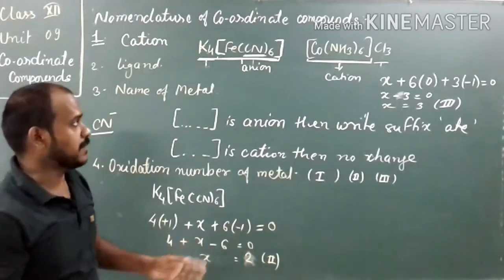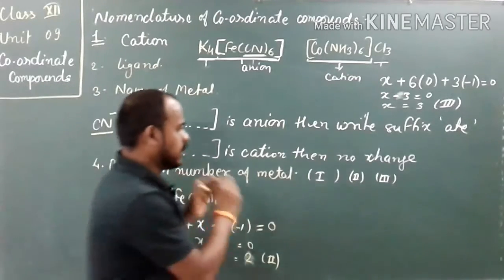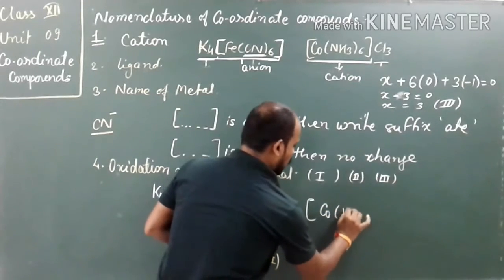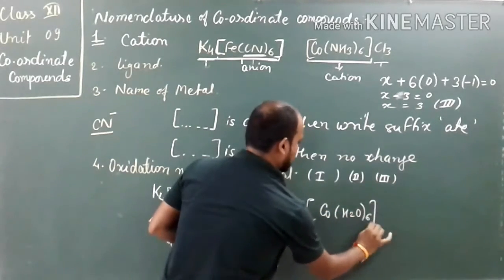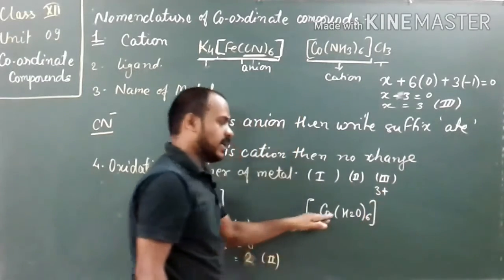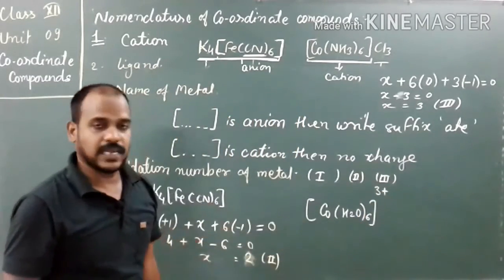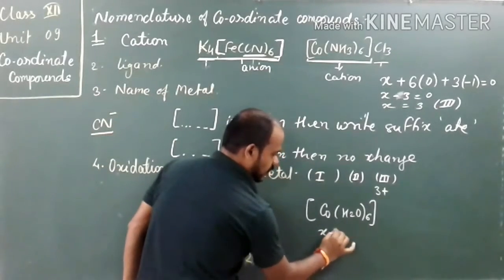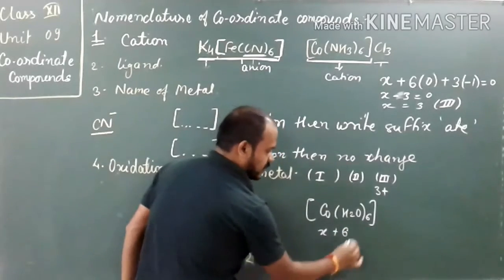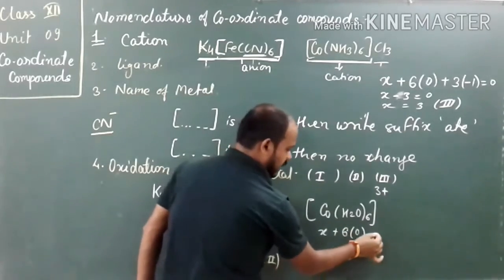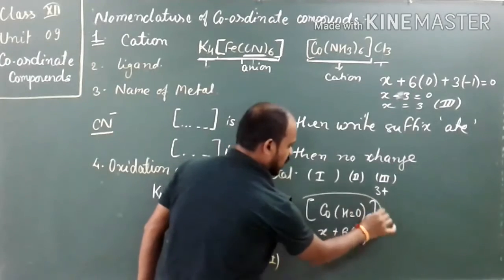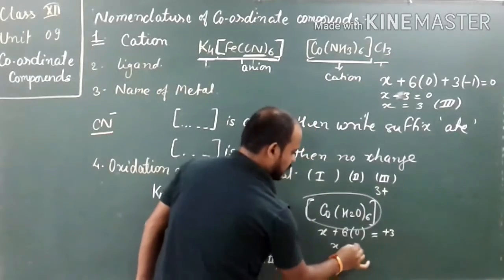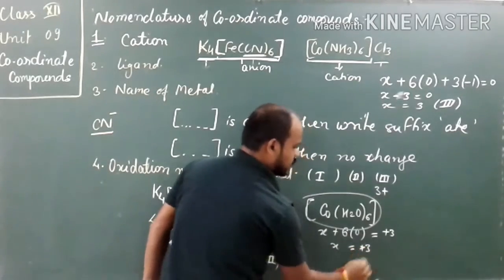Remember this thing. Okay, and now if the complex is given in this form, suppose it is Co(H2O)6 with 3 plus, like this. If it is like this, how can we calculate the oxidation number? Very simple. For cobalt it is X, number of ligands 6, water is a neutral ligand, total equal to, now the overall charge on this complex is +3, so here we will write +3. So now X is equal to +3.